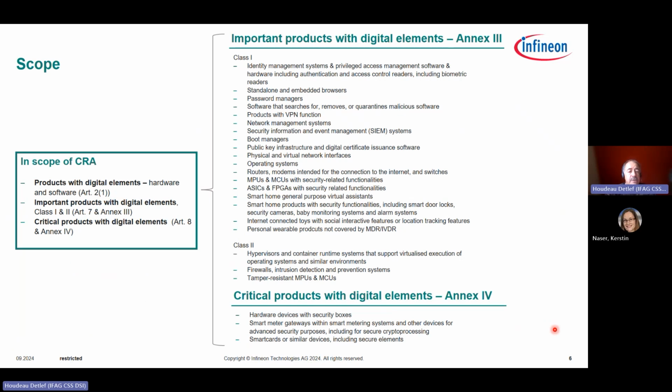So scope: product with digital elements is named before hardware and software, Article 2. Important products with digital elements, class 1 and class 2, and critical products with digital elements are defined. You see on the right side, sorry for the small letter, class 1, some examples by the European Commission written. You see class 2, and you see also critical product with digital elements in Annex 4. These are kind of examples which the Commission addressed with this regulation.